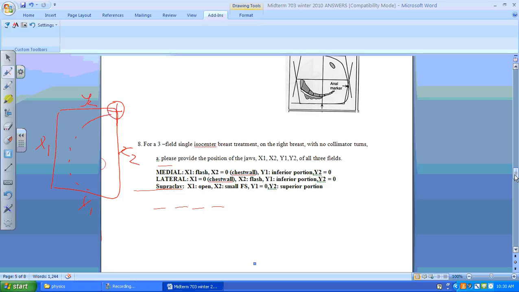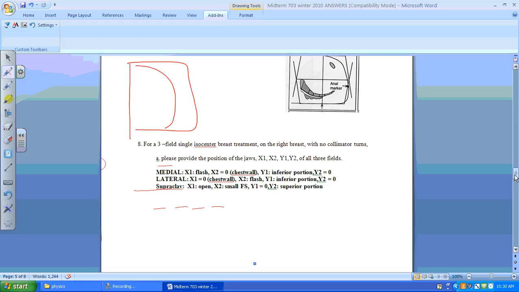Okay, and then the lateral field. Maybe I should draw on a page. The lateral field's going to look like this. Breast is on this side now. The lateral field comes in this way, so X1 is going to be 0, because the isocenter is going to be up here now. This is Y2, this is Y1. Okay? So lateral, X1 is 0, chest wall, X2 is flash, Y1 is inferior portion, and Y2 is 0, because it's going to butt to the supraclavicular field.